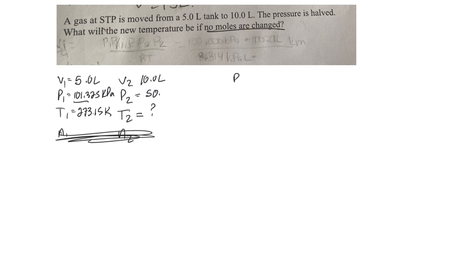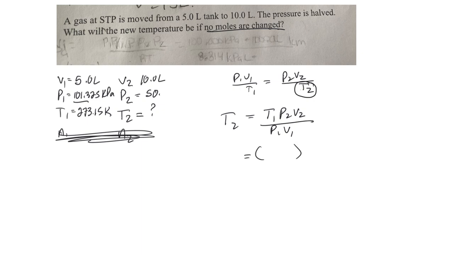So my formula, P1V1 over n1T1, is the combined gas law. And there's no moles, so I don't need that. So no moles in there. And I'm trying to solve for T2. So T2 is going to be equal to T1 P2 V2 over P1 V1. So then I just plug the numbers in.